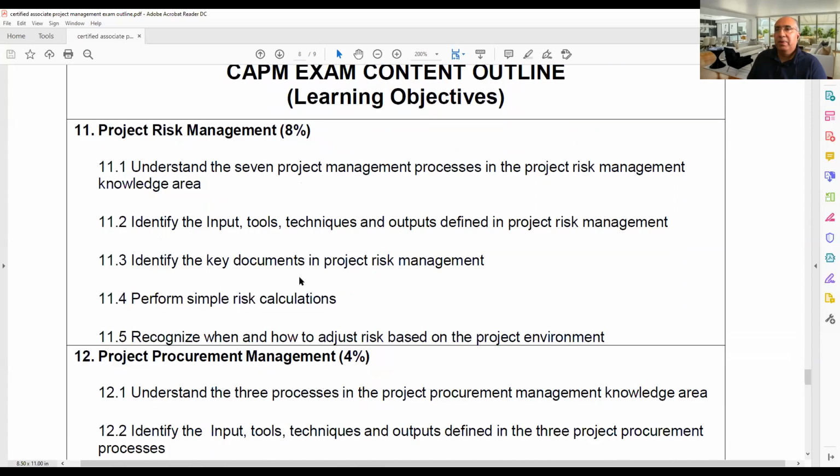And then risk management. In risk management, there is how to manage the project risk: how much the project risk is, what's the probability of the risk and what the cost of it is.